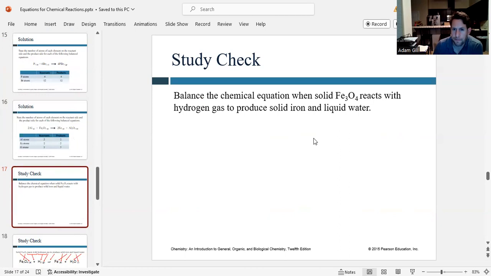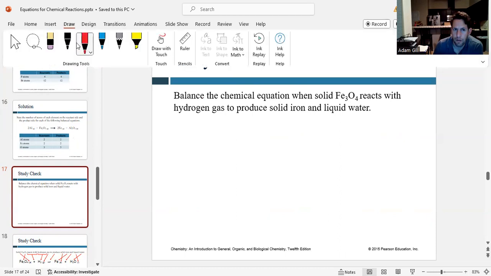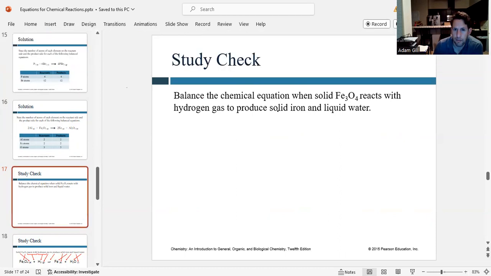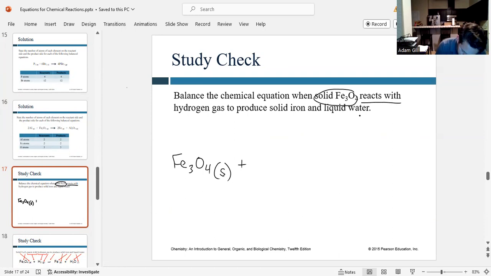Let's do another study check. Balance the chemical equation when solid Fe3O4 reacts with hydrogen gas to produce solid iron and liquid water. So the first thing we've got to do is convert that sentence into an equation. Solid Fe3O4 is going to be Fe3O4(s), reacts with, plus, hydrogen gas. That's H2 because hydrogen is one of those diatomic molecules.